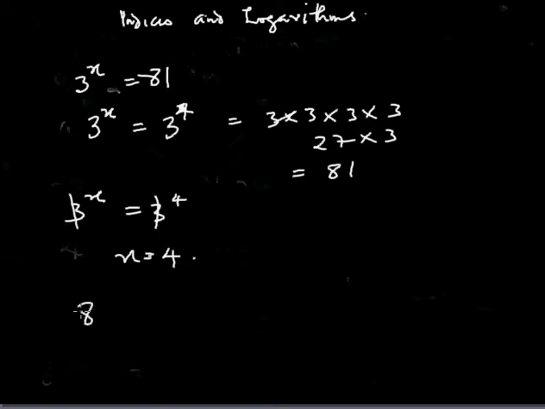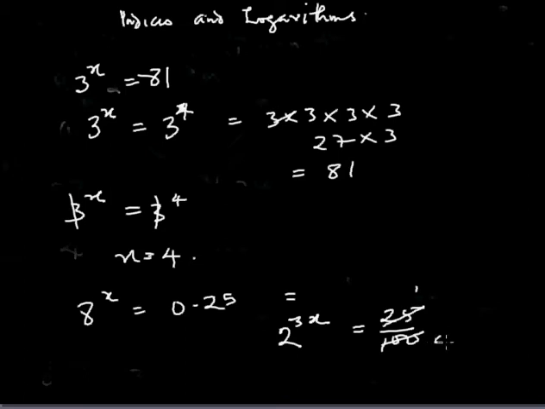If you have something like 8 raised to power x is equal to 0.25, it's the same thing as saying 2 raised to power 3x is the same thing as 25 divided by 100. And we now have here 1, here 4. That means we have 2 raised to power 3x is the same thing as 1 over 2 squared.